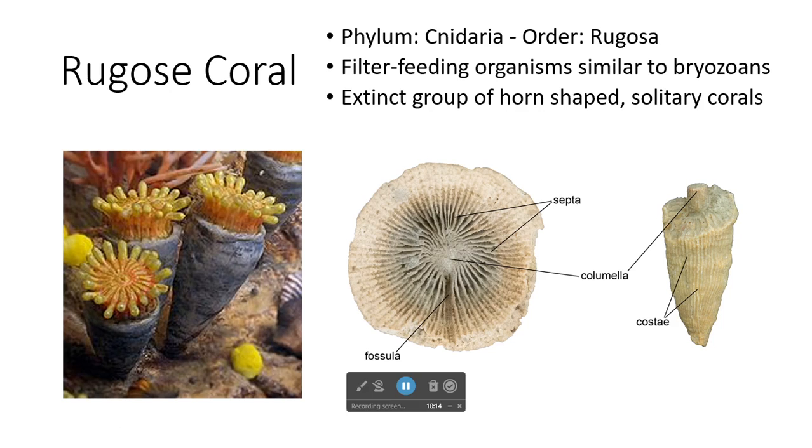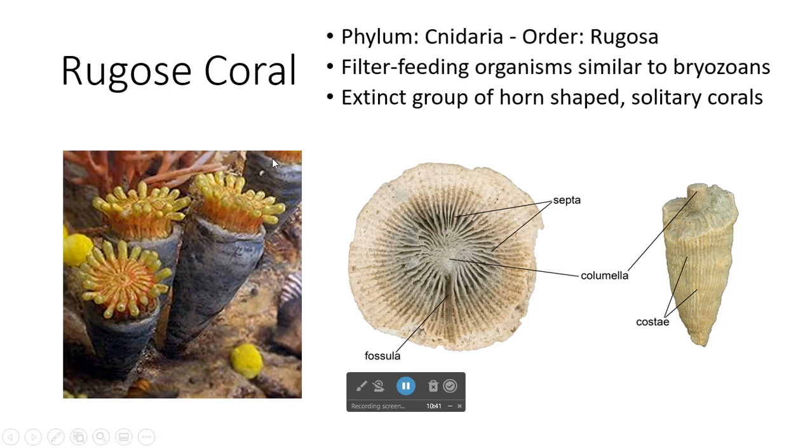Another group that you might find here are the rugose corals. So rugose corals are part of the phylum Cnidaria, which includes all types of corals, including scleractinian corals, which are the ones that are alive today. These ones, however, are part of the order Rugosa, and they're an extinct group of horn-shaped corals, and they actually live solitary, so they're not colonial like modern corals. They filter feed, similar to bryozoans.